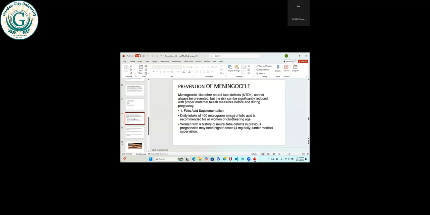Prevention of meningocele. Meningocele, like other neural tube defects, cannot always be prevented, but the risk can be significantly reduced with proper maternal health measures before and during pregnancy. Folic acid supplementation: a daily intake of 400 micrograms of folic acid is recommended for all pregnant women or women of childbearing age. Women with a history of neural tube defects in previous pregnancies may need higher doses, 4 to 5 milligrams daily under medical supervision.